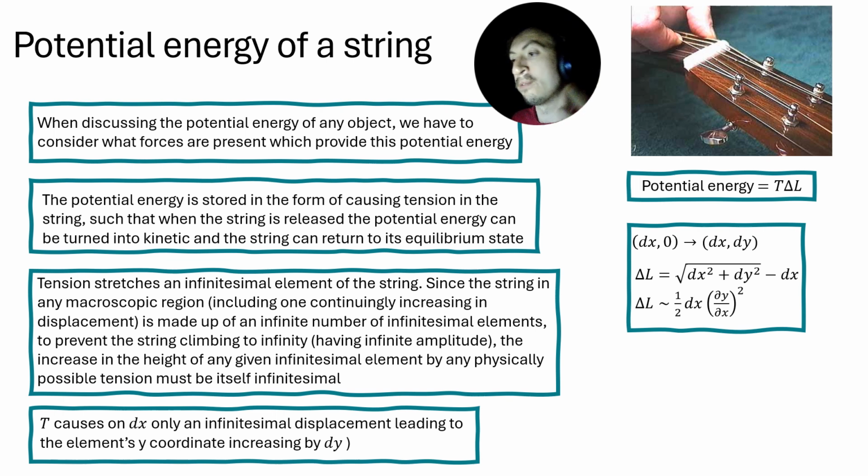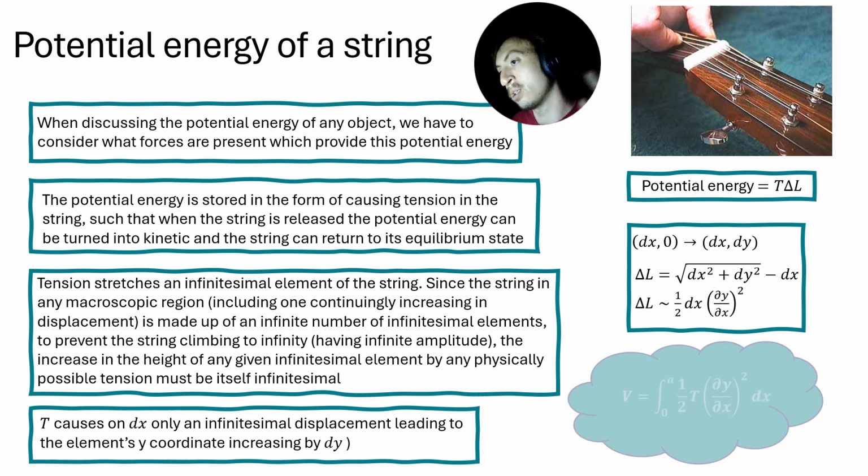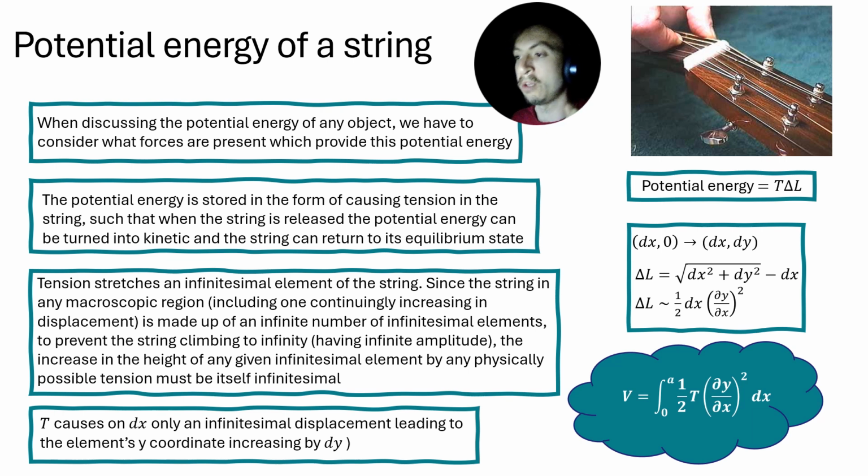So we now have a formula for the potential energy of the infinitesimal segment, which is just T times our expression for the changing length of the infinitesimal segment, and we integrate over the number of infinitesimal segments to get the total potential energy present in our string, which looks something like this beautiful formula here. So now we have an equation for the kinetic energy, we have an equation for the potential energy, and we can bring it together to find an equation for the Lagrangian.